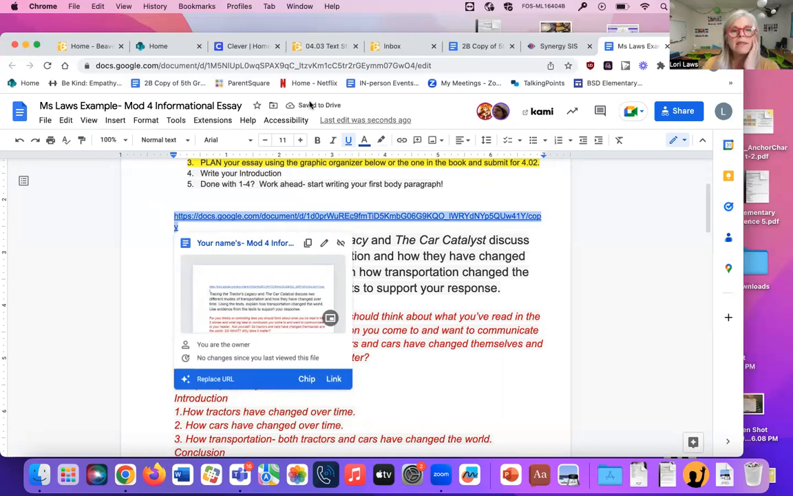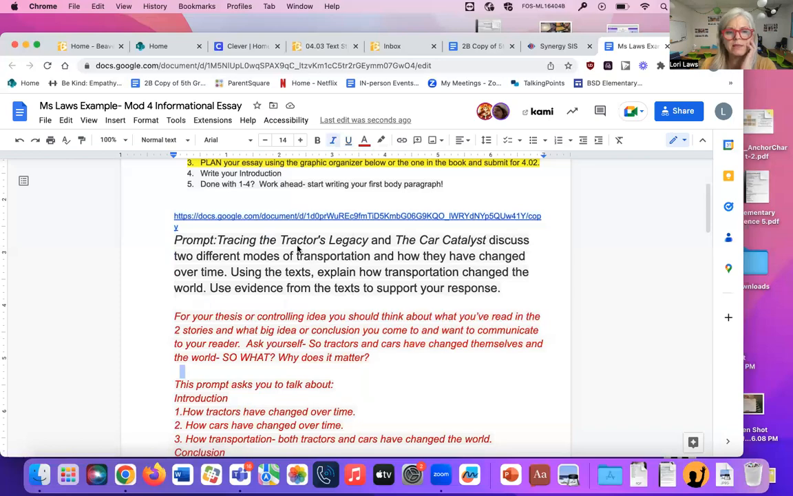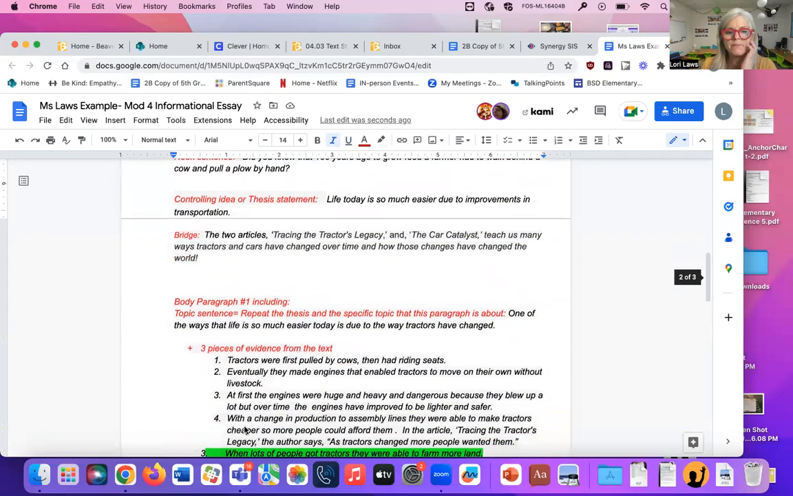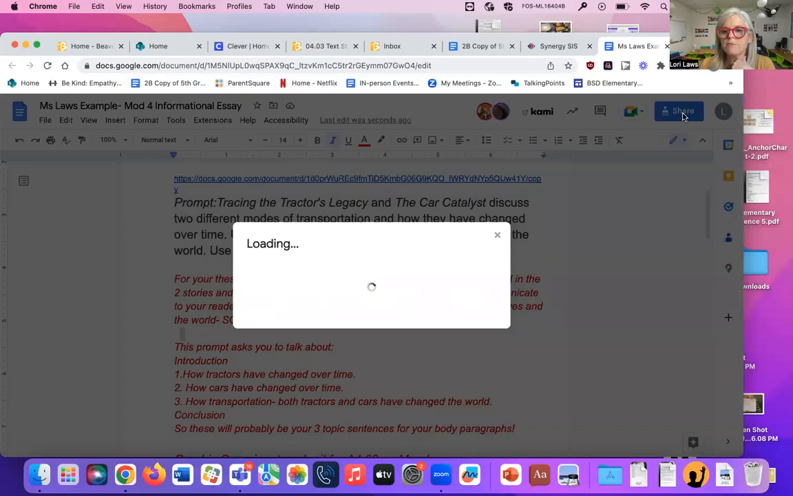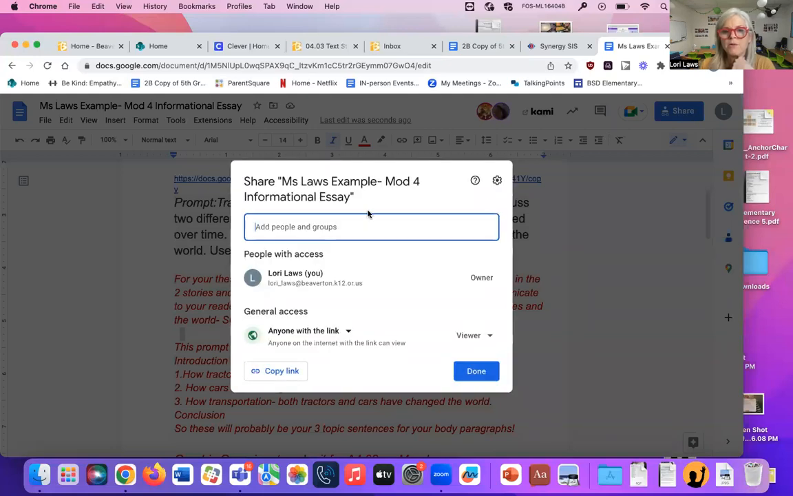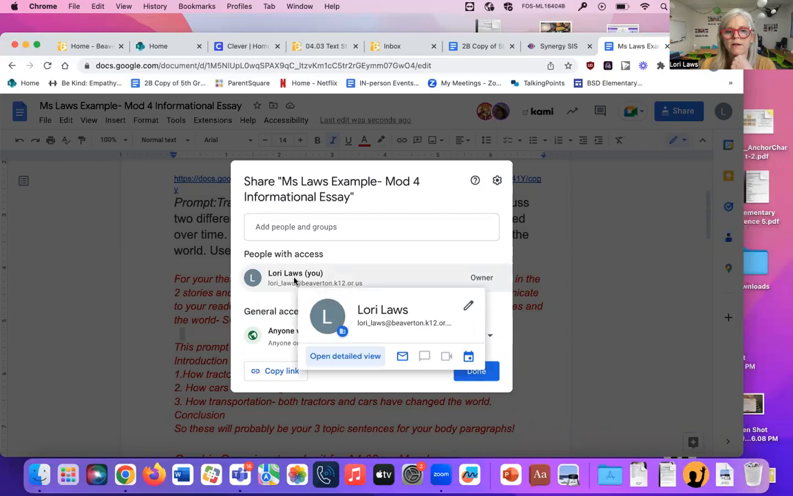And then the first thing I would love everyone to do today is, if you have this document already, this one that talks about the prompt and has all this space on it, go to the share button right now, open up your Google Doc, and it should be your name, Mod 4 informational essay. And I want you to share it with me. Okay, do that right now if you could please, everybody, so that when I go search for your name, I should see this essay pop up.